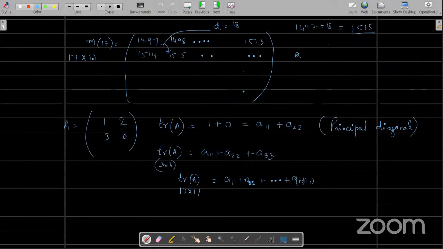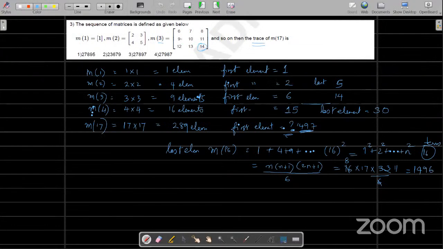So now let's check the options. Is there anything which is matching your answer to the options provided? Option 3. Option 3. Perfect. So option 3, if you notice, is 1,27,897.